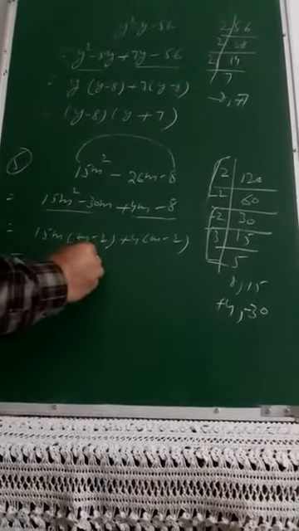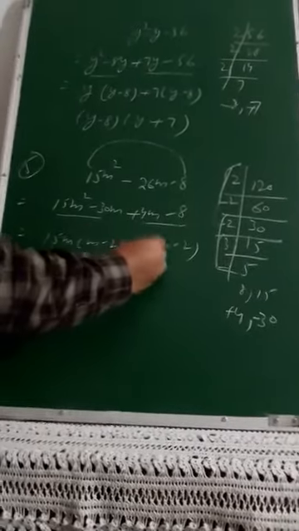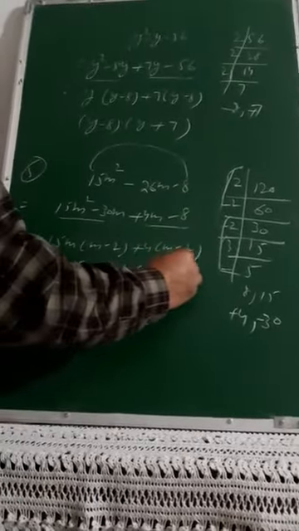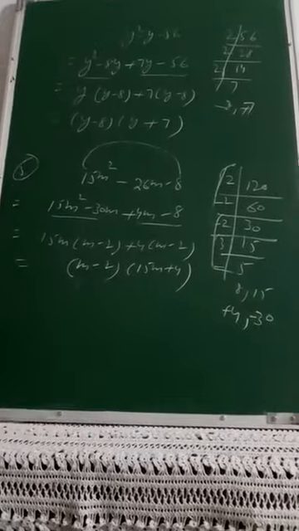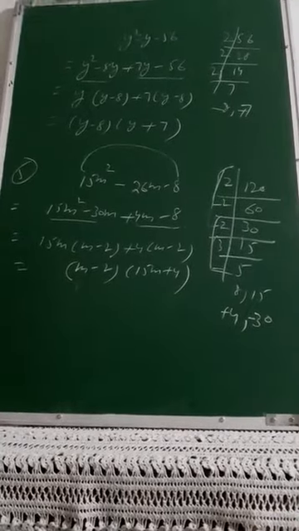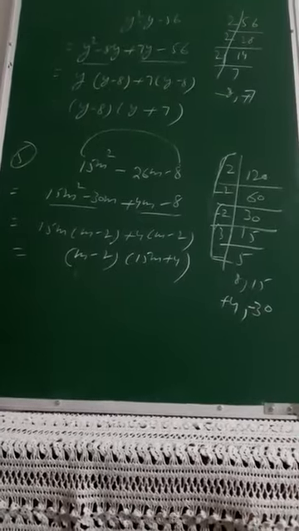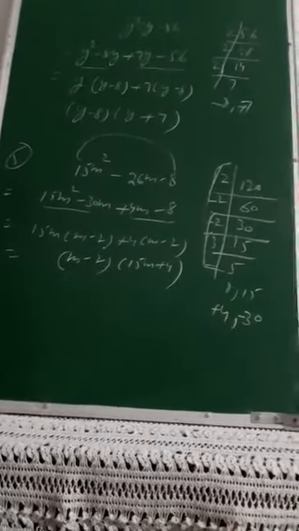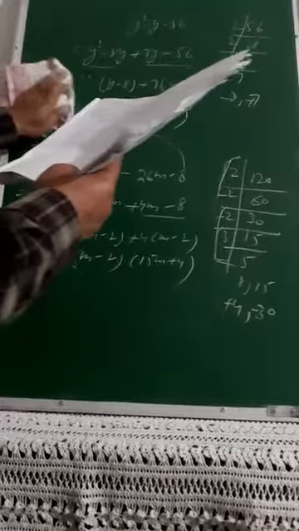So finally m minus 2 is common. From here 15m plus 4 will be the part of your answer. So m minus 2 into 15m plus 4. So that's all about your question number 5. And then let us see what your question number 6 is.